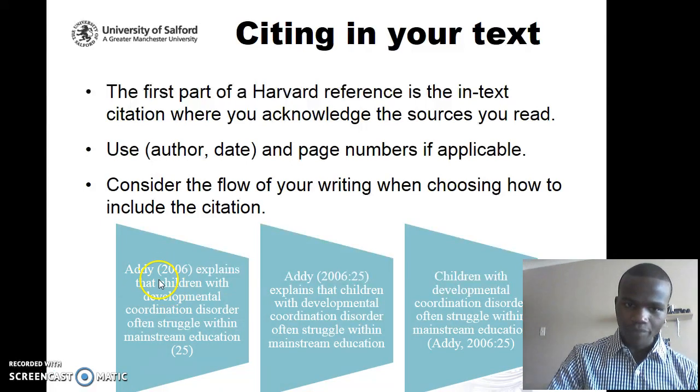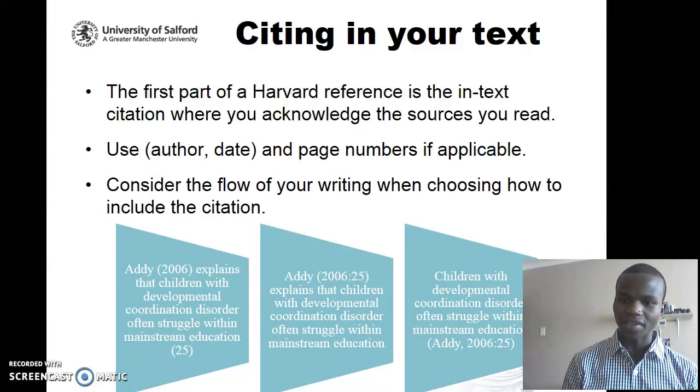Andy, open bracket 2006, close bracket, explains that children with developmental coordination disorder often struggle with mainstream education. You open bracket, page number 25, you close the bracket. In-text referencing. You are acknowledging the source. You are acknowledging that particular individual who gave you that information, who gave you that idea, because it's not your idea. Hence, to avoid plagiarism. Or you can do it in this way.